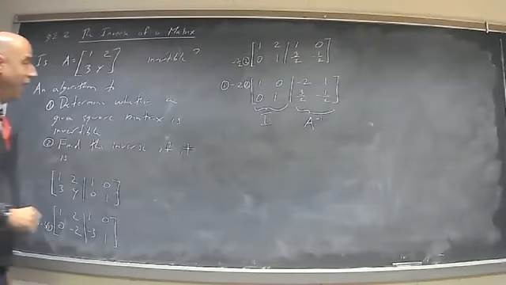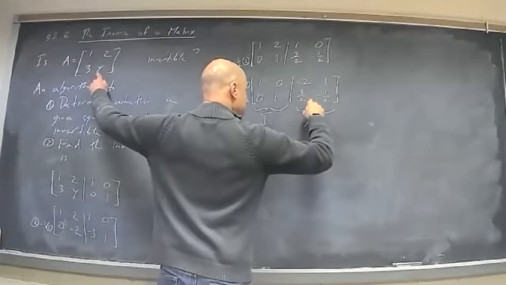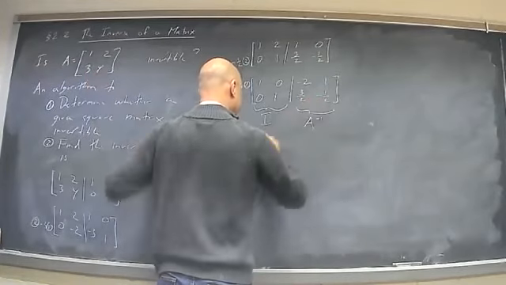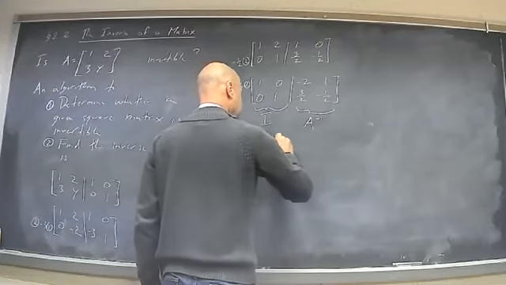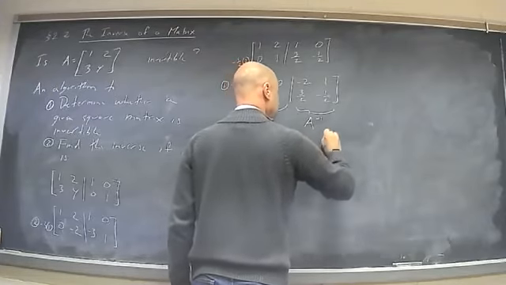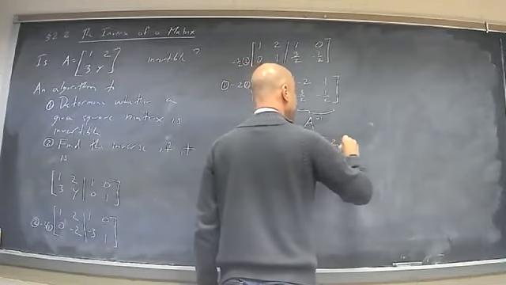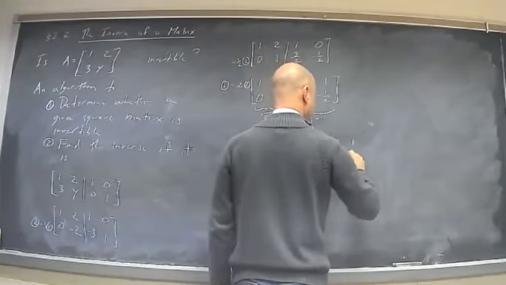Let's go ahead and double check. Let's take this matrix and multiply it by this matrix in both directions. So we're claiming that A inverse is equal to the matrix minus 2, 1, 3/2, minus 1/2.